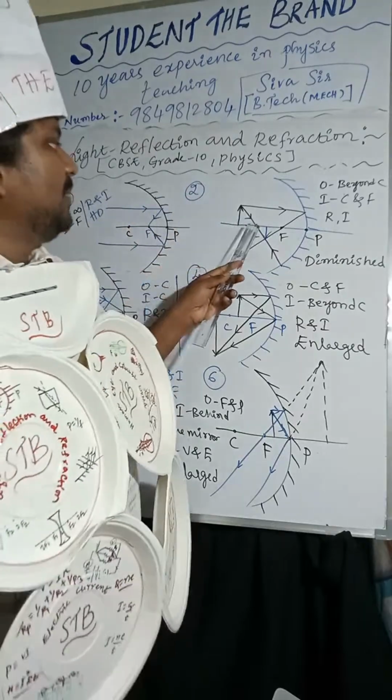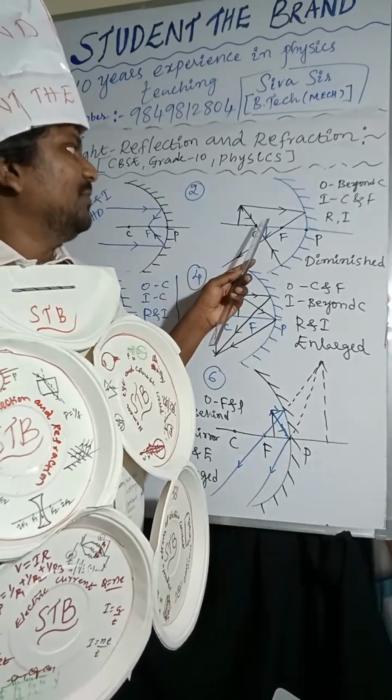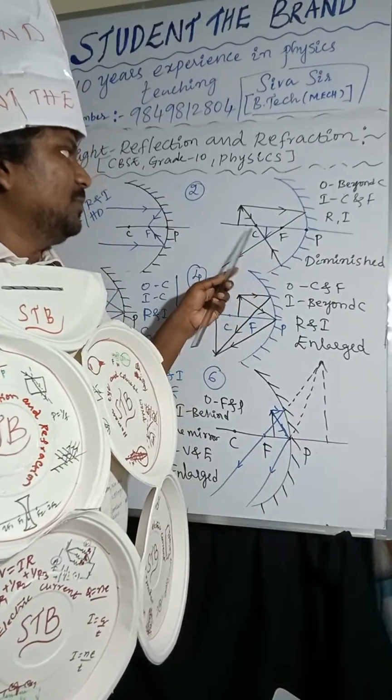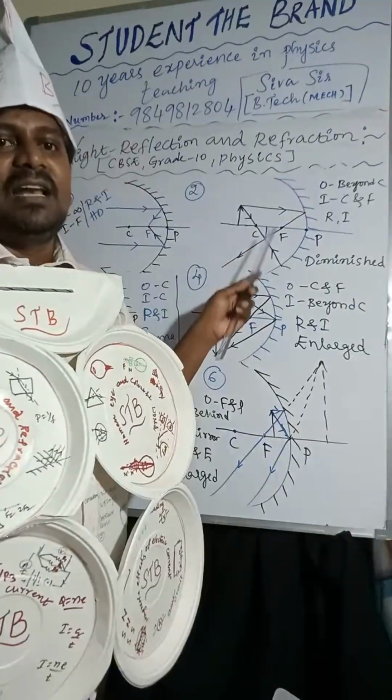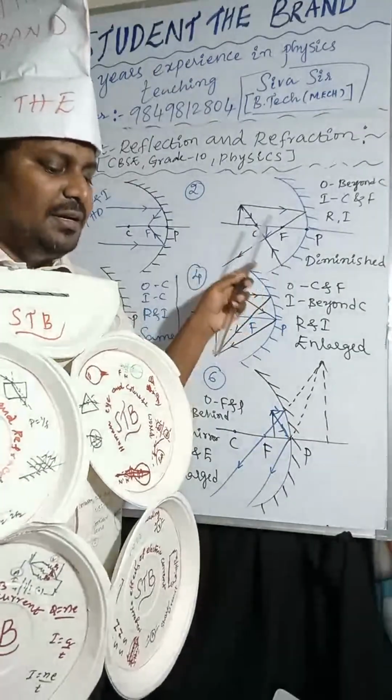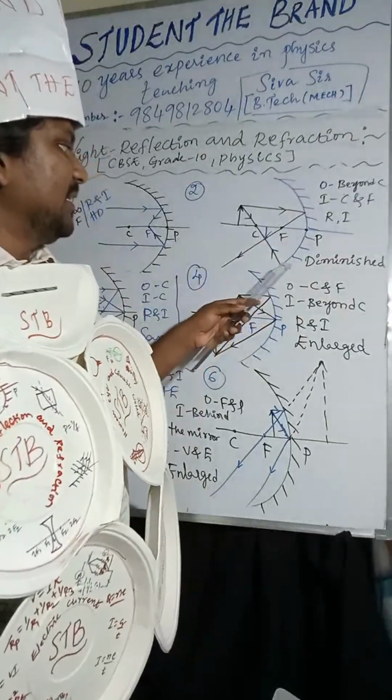Coming to the object placed beyond the center of curvature, the image will form between C and F. The nature of the image is real, inverted and diminished. Compared to the object, the image size is decreased.